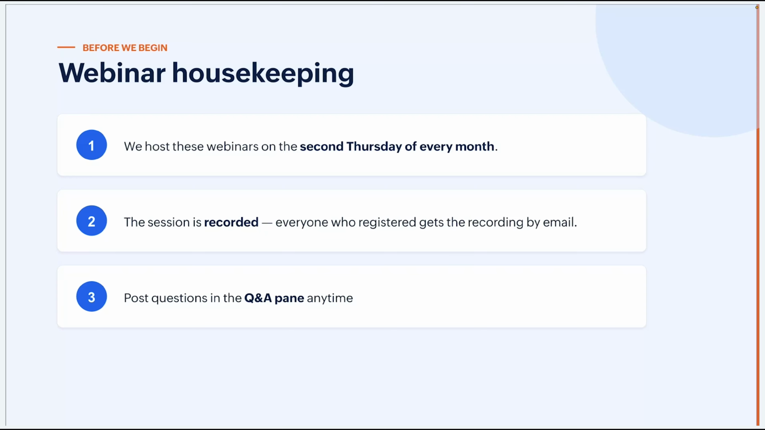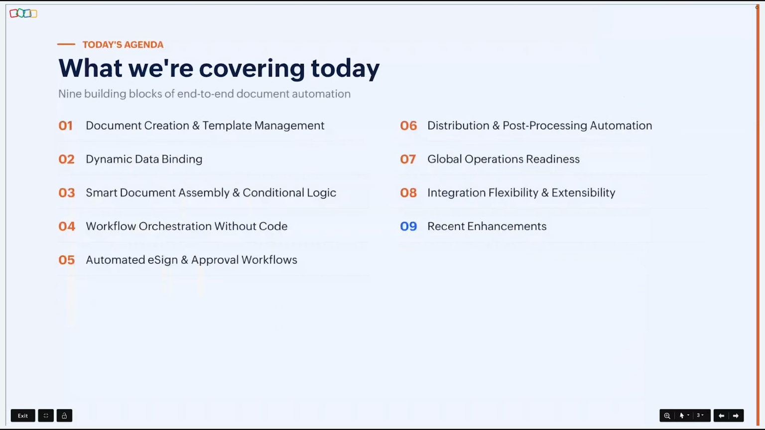Thank you for that introduction, Balaji. And let me quickly walk you through the plan for the next 30 to 45 minutes. First, we'll start with document creation and template management. This is about stopping the start from scratch habit and moving to shared branded templates. Then we'll get into dynamic data binding, where your templates pull live data from CRM, CSVs, forms, and APIs.